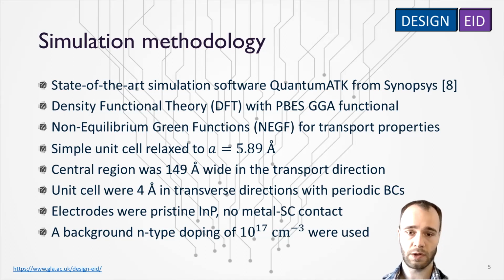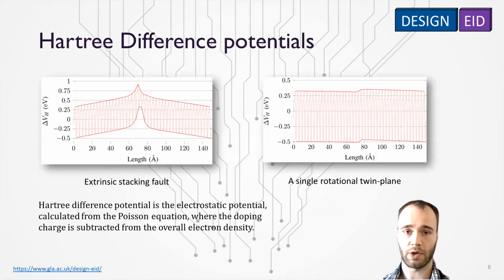Now onwards to the results. The first result I'm going to show you is the Hartree difference potential. This is basically the electrostatic potential, so the solution of the Poisson equation, except that we subtract the doping density from the total overall electron density.